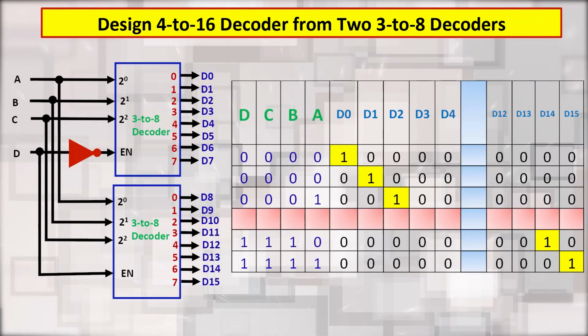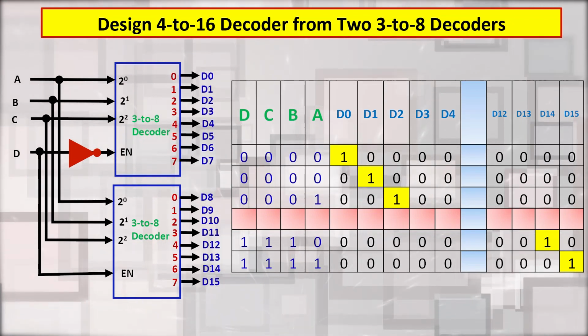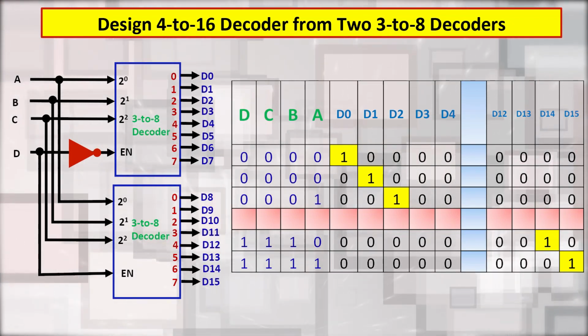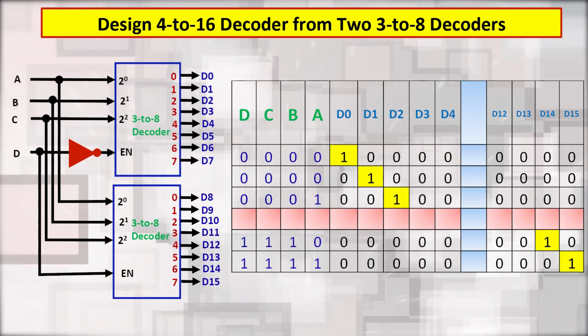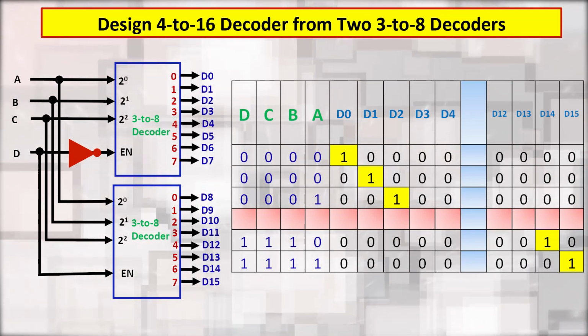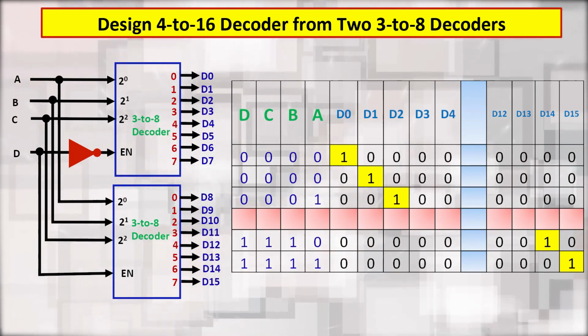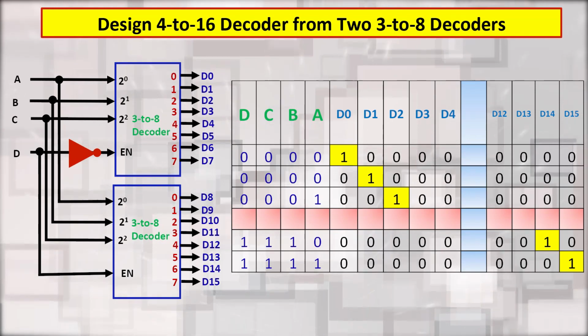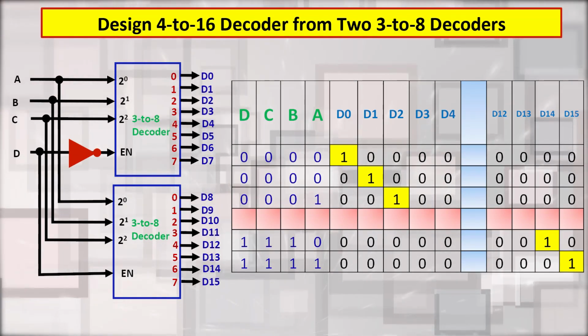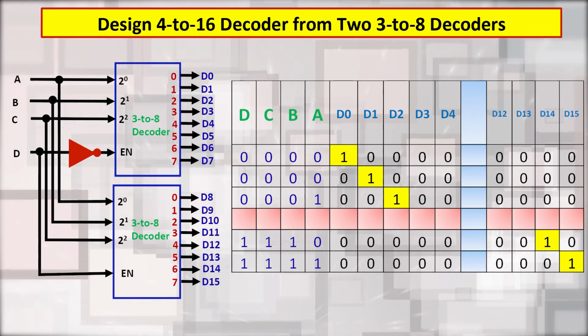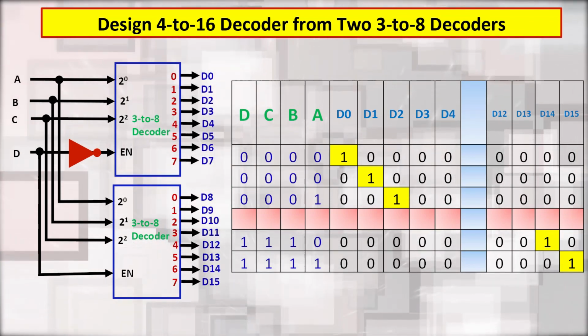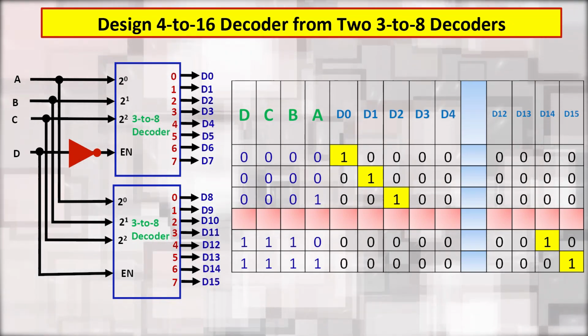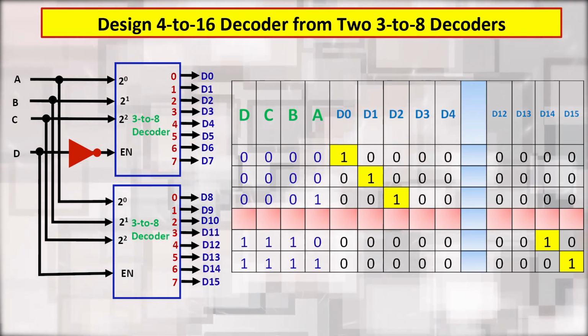Now, we will see the design of the 4 to 16 decoder with the help of two 3 to 8 decoders. How is this design done? See, 3-bit inputs are there with one enable input. So, what we will do? We will consider the 4-bit input for the 4 to 16 decoder, that is A, B, C and D, with D being the MSB and A being the LSB.